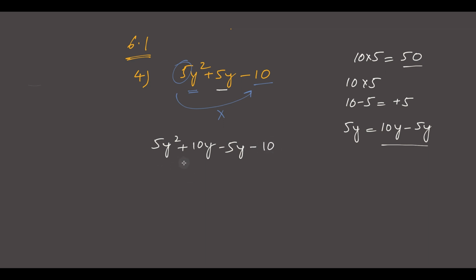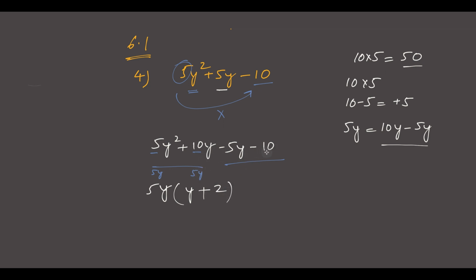Now we have to take the first two and the second two. What is common between these two? We can see y is common, but there is still one more number, this 5 and this 10. The common factor between 5 and 10 is again 5. So we are going to take 5y as common. So we divide this with 5y, this with 5y. This 5 is cancelled, then y squared divided by y is a single y. Then plus, 10 divided by 5 is just 2, because y is cancelled.